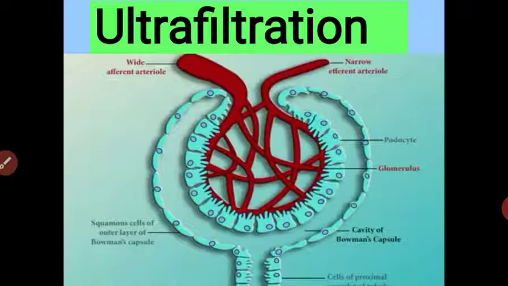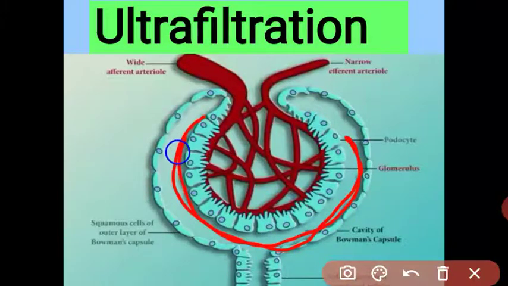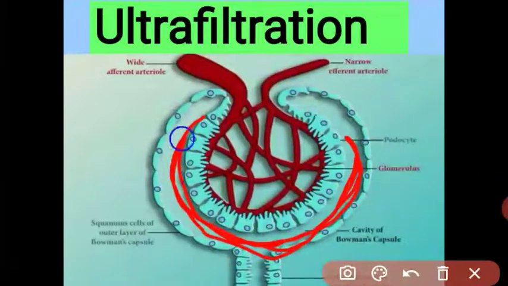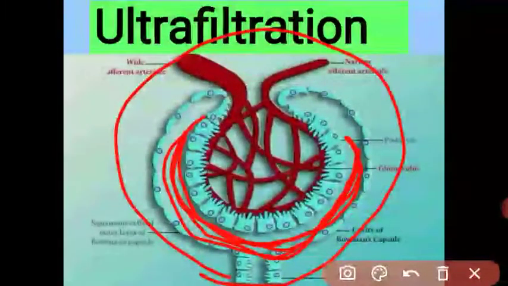Ultrafiltration means the filtration from the glomerulus under the pressure that is created because the afferent arteriole is wider than the efferent arteriole. So pressure is created in the glomerulus, and the liquid part of the blood is filtered out from the glomerulus and enters the Bowman capsule. This liquid part is called the glomerular filtrate. Got it, student? This process is called ultrafiltration.